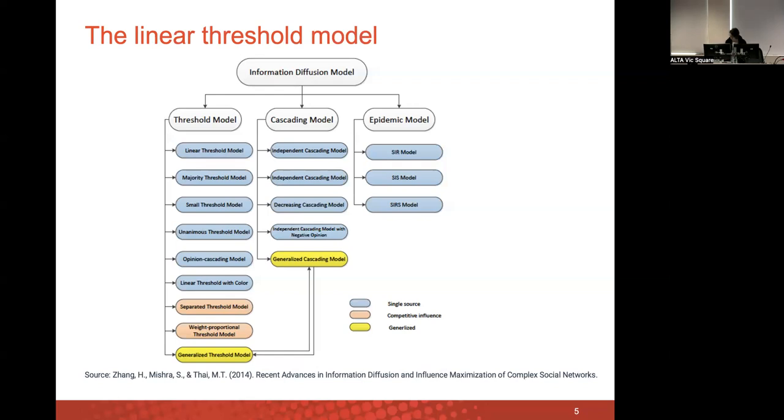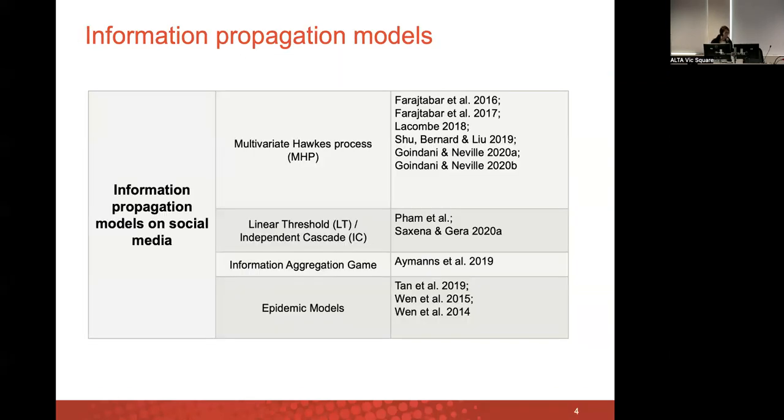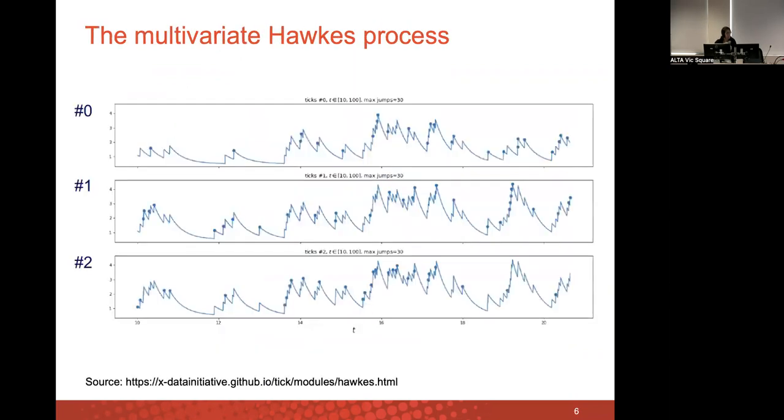So let's go back to what I showed you just now. And there is also, this one is a more recent one, the information aggregation game. I have listed all the references if you're interested in the details. Social influence and information diffusion on social networks have been studied under these different information diffusion models for a long time.